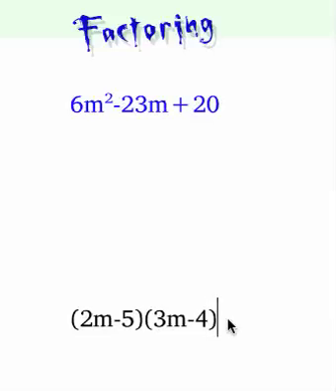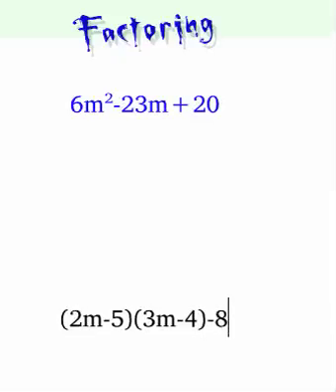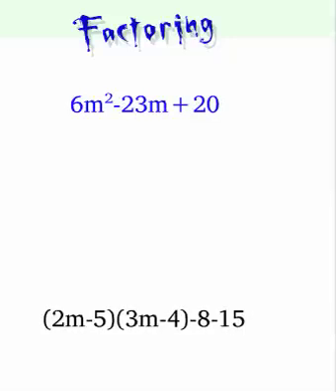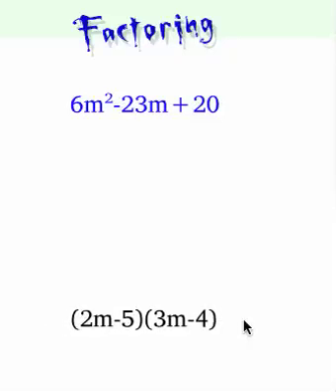So here I have negative 8 and negative 15. Okay, negative 8, negative 15 is negative 23, so that does work. So what we were after is two numbers that multiply to give 6. The 2m and the 3m multiply to give us 6. The negative 5 and the negative 4 multiply to give us 20. But does the 2m times the negative 4 added to the negative 5 times the 3m give us negative 23? Okay, and that's how trial and error works.